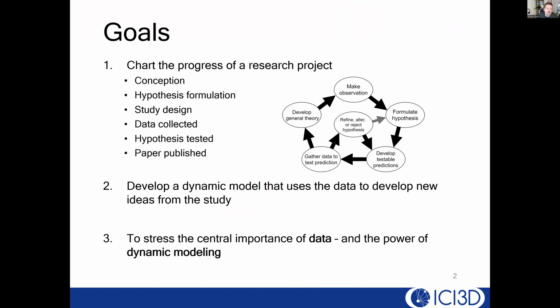So the goals of this talk are going to be charting the progress of a research project, thinking about the scientific process. We're going to be starting with the conception of the research project, the observations that drive the research project. We're going to move then into hypothesis formulation. We're going to talk a little bit about the study design for this research project, how data was then collected using that study design, how we then tested our hypotheses, potentially refining, altering, or rejecting these hypotheses, and then finally followed through with the conclusion of the research project by writing and then publishing a paper.